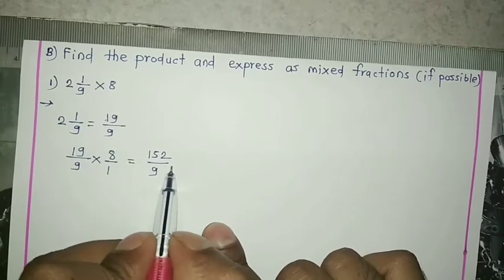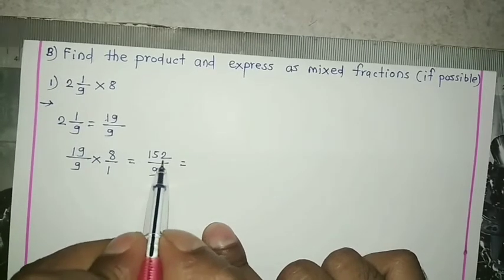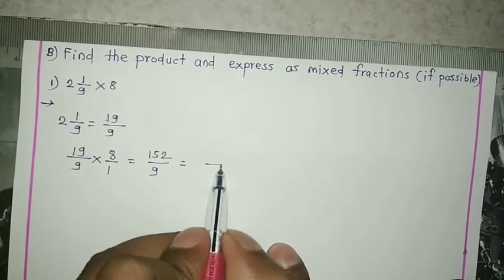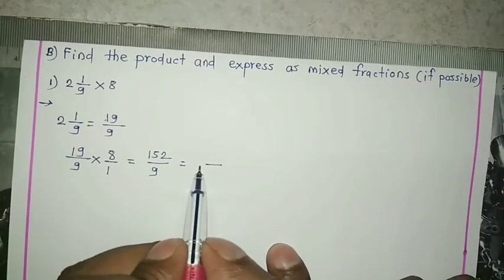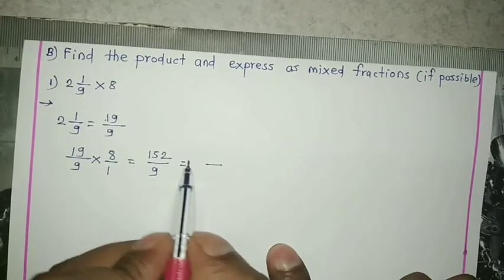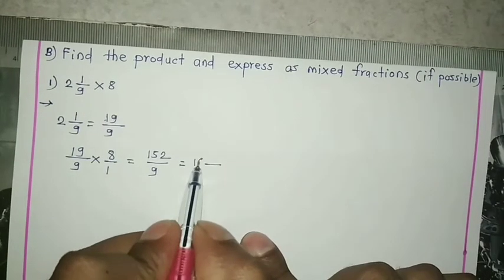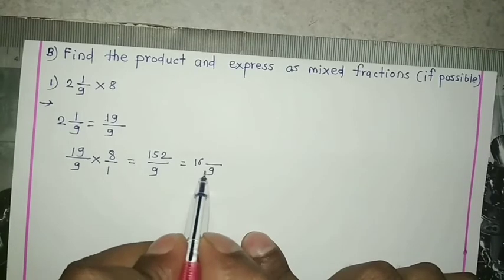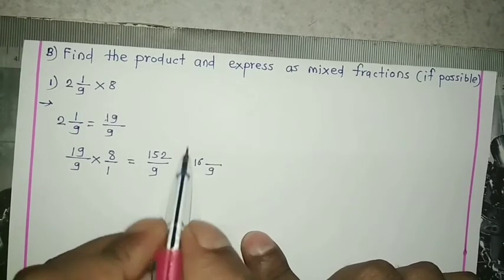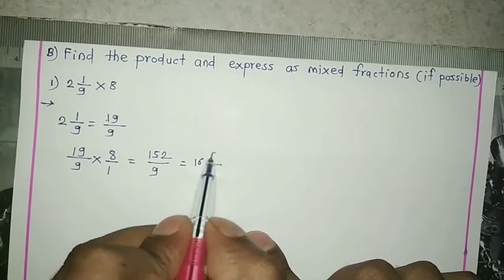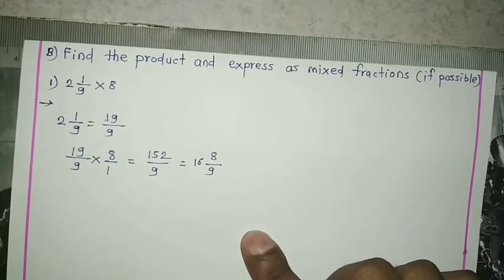So we have to convert this into a mixed fraction. How do we convert this into a mixed fraction? So we know that 16 nines are how many? 144, and 144 plus 8 is 152. So 16 into 9 gets 144, and 144 plus 8 is 152. Okay.